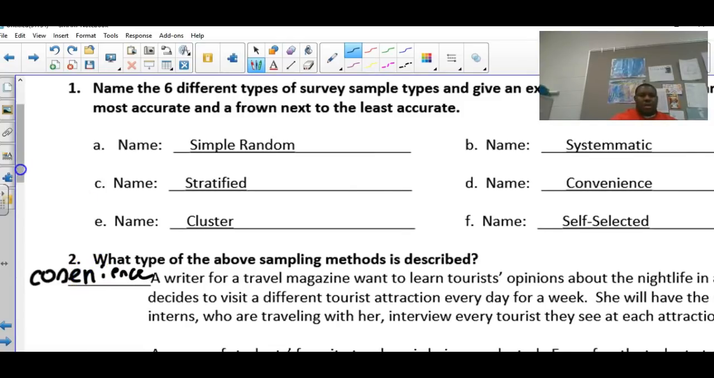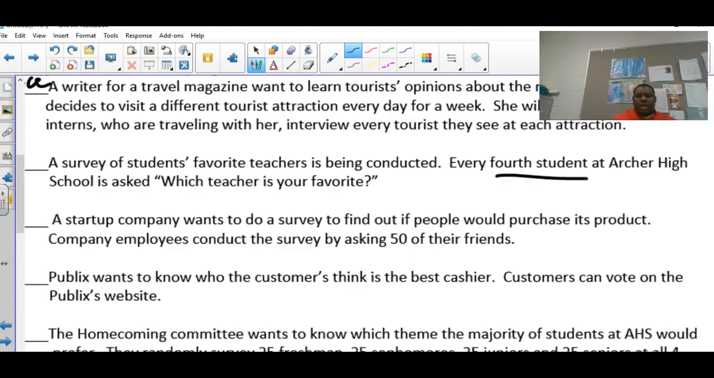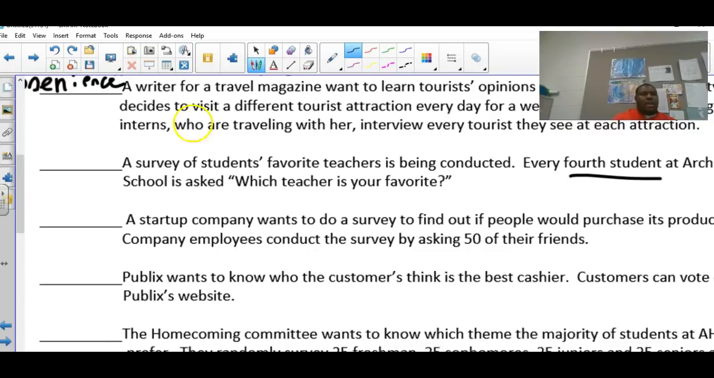Convenience. The next one: a survey of students' favorite teachers is being conducted, and every 4th student at Archer's High School is asked. Every 4th student. Well, that is stratified. I'm sorry, not stratified. That's systematic, guys. Sorry. That's systematic.